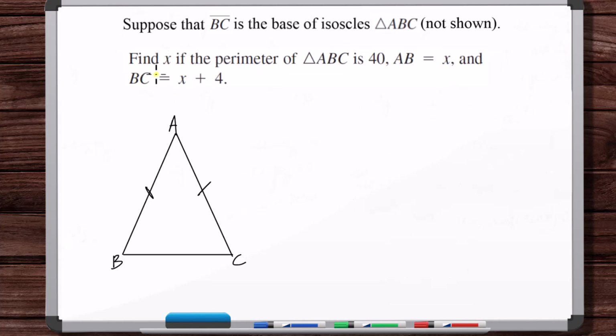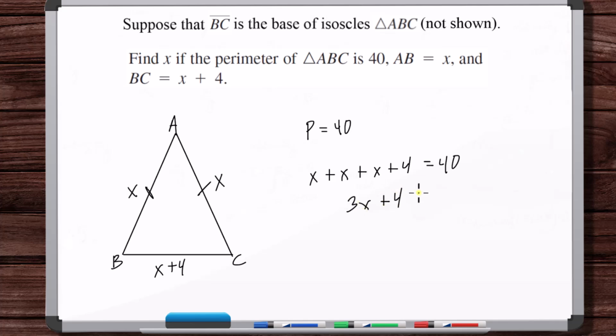Okay, same triangle, but it says find x if the perimeter of triangle ABC is 40, AB is equal to x, and BC is equal to x plus 4. Well, if AB is equal to x, then AC is equal to x. So we've got x plus x plus x plus 4 is equal to 40. So 3x plus 4 is equal to 40. Subtracting 4 from both sides, 36 divided by 3 is 12. So x is equal to 12.